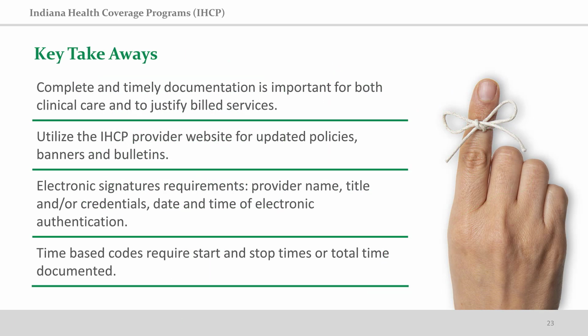In summary, there are several key takeaways. Complete and timely documentation is important for both clinical care and to justify billed services. It's important to utilize the IHCP provider websites for updated policies, banners, and bulletins. Electronic signatures require provider name, title, and/or credentials, date and time of electronic authentication. Time-based codes require start and stop times or a total time documented.